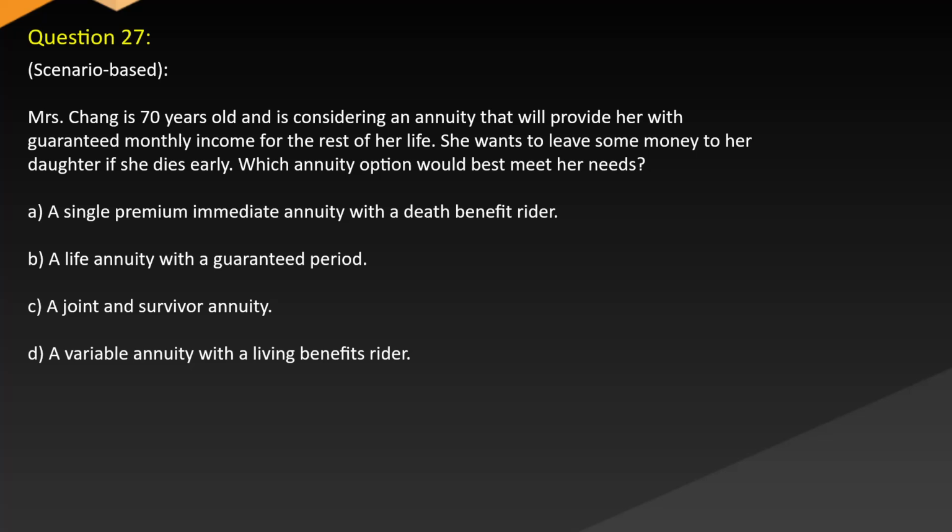Mrs. Chang is 70 years old and is considering an annuity that will provide her with guaranteed monthly income for the rest of her life. She wants to leave some money to her daughter if she dies early. Which annuity option would best meet her needs? A. A single premium immediate annuity with a death benefit rider. B. A life annuity with a guaranteed period. C. A joint and survivor annuity. D. A variable annuity with a living benefits rider.